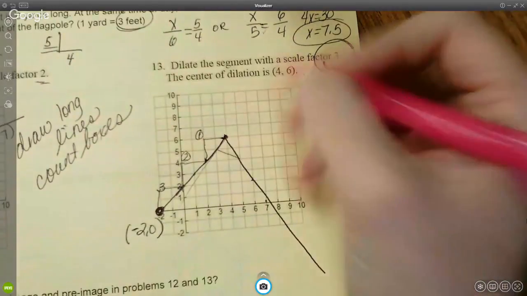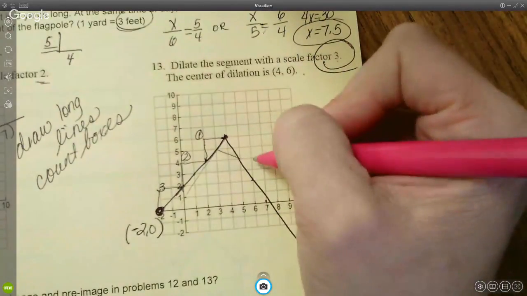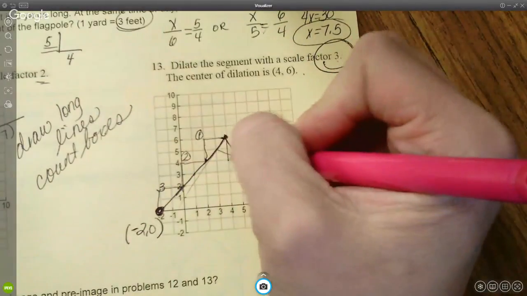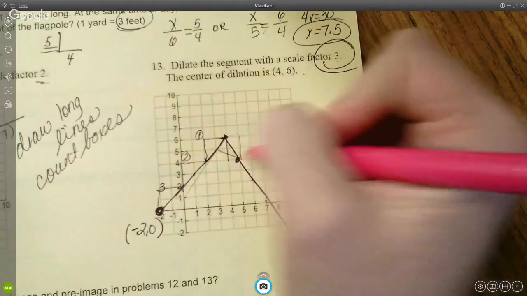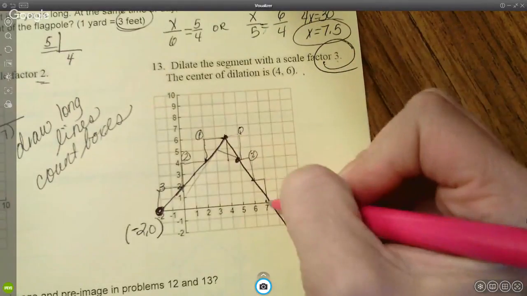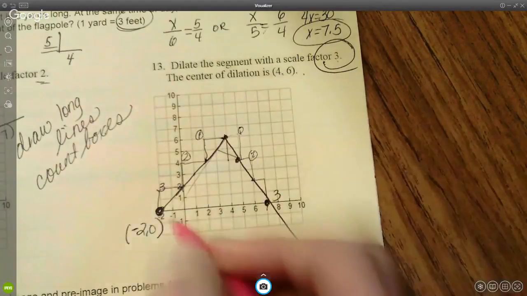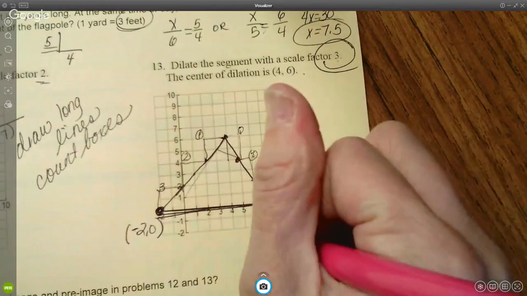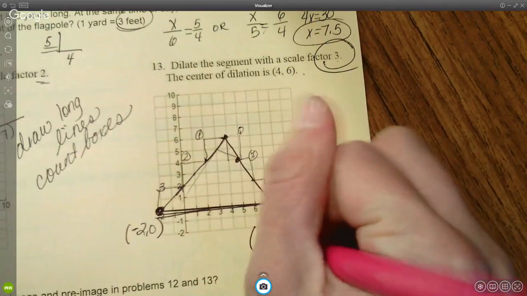Here, I wrote on this so much I can't tell. Here it is. Right 1, down 2 is my first. Right 1, down 2 is my second. Right 1, down 2, this is my third. So this point is 7, 0.